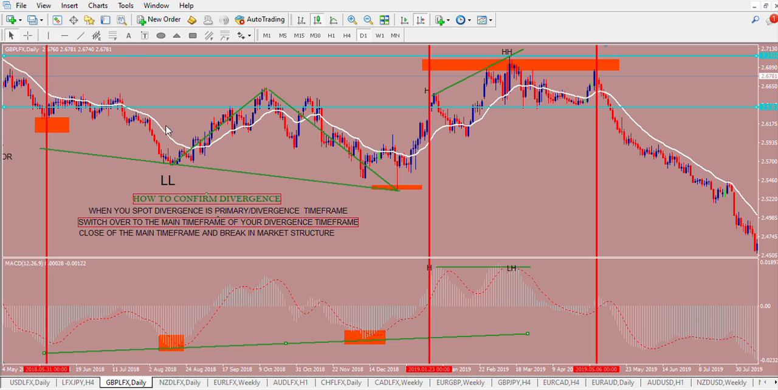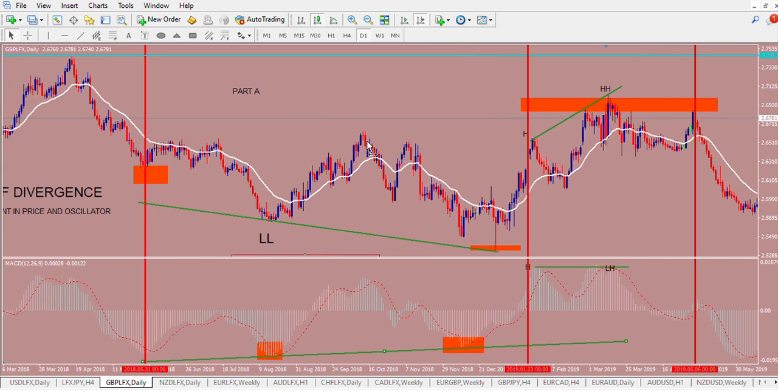Now let's switch over. First of all, we want to take note of this particular area, part A, and why it did not work. Remember, we want to see a break of market structure from the main time frame here, and a close at the end of the main time frame. Since we have daily as our primary time frame, our divergence time frame, we first locate if there is a break in daily market structure here in the daily time frame.